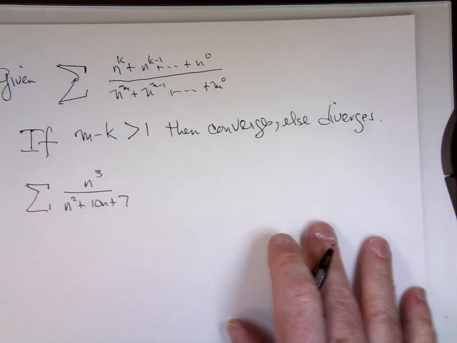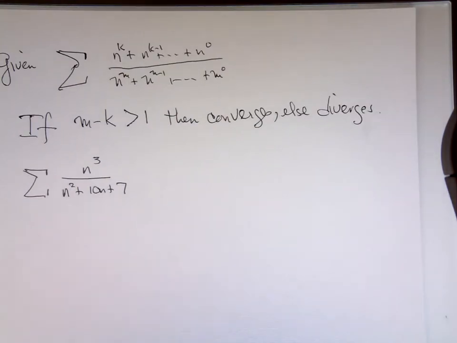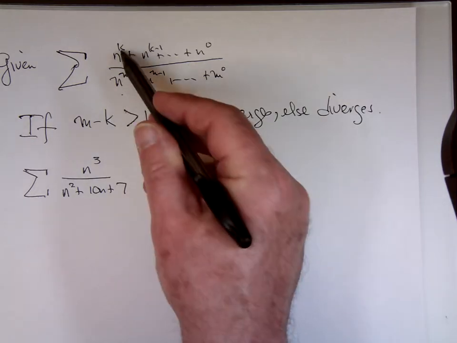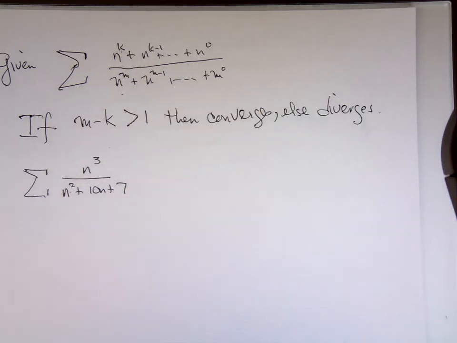This will diverge, because the difference in degrees is -1. You always do m minus k, and 2 minus 3 is -1. That's not greater than 1. These terms, by the way, as n goes to infinity, are not even going to go to 0. They're going to infinity. That tells you it diverges right from that. So it diverges if it's less than or equal to 1. Correct. Okay, so, diverges. What about this one?